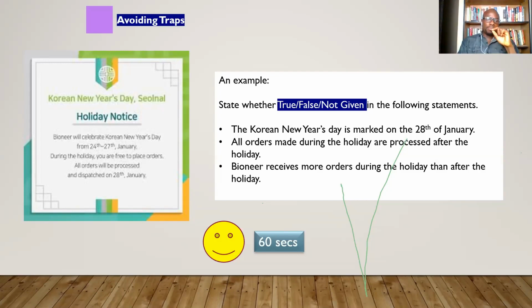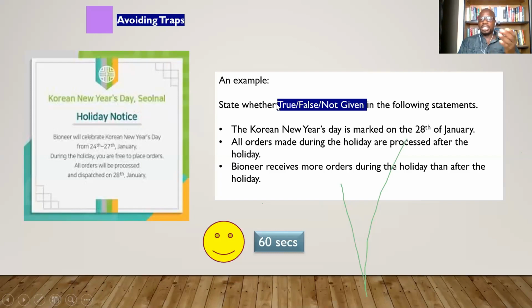So basically, you have a holiday notice here, which says that Pioneer will celebrate the Korean New Year's Day from 24th to 27th January. During the holiday, you are free to place orders. All orders will be processed and dispatched on the 28th January. This is the notice.